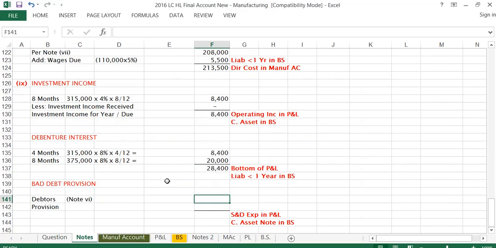We need to have the most up-to-date debtors figure for that. So debtors from note 6 are 37,800. The provision is 4%, so 37,800 multiplied by 4% is 1,512. So that bad debt provision will go into selling and distribution expense in the P&L and will also take it away from debtors in the current asset note in the balance sheet. So that's all our notes done.